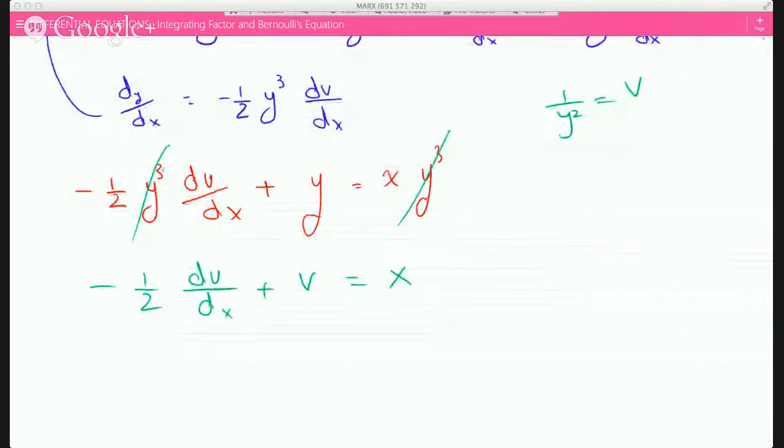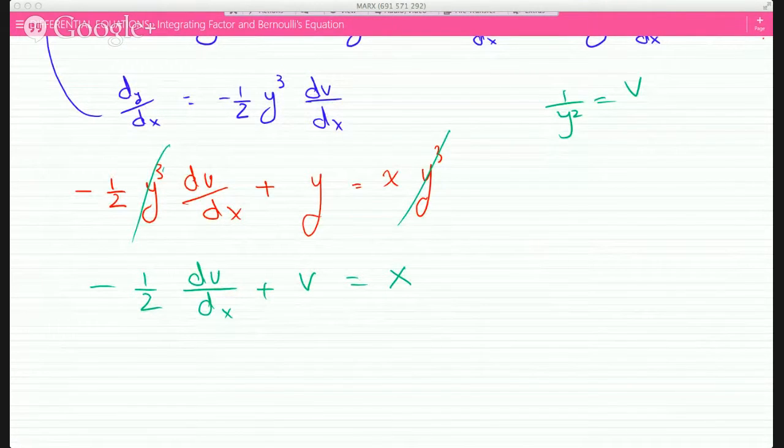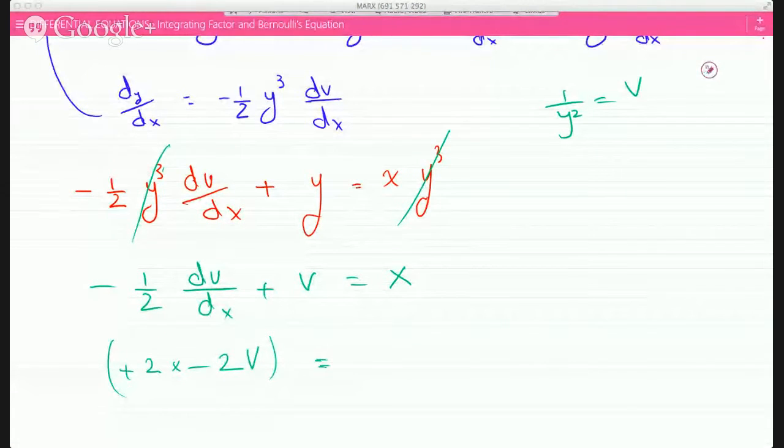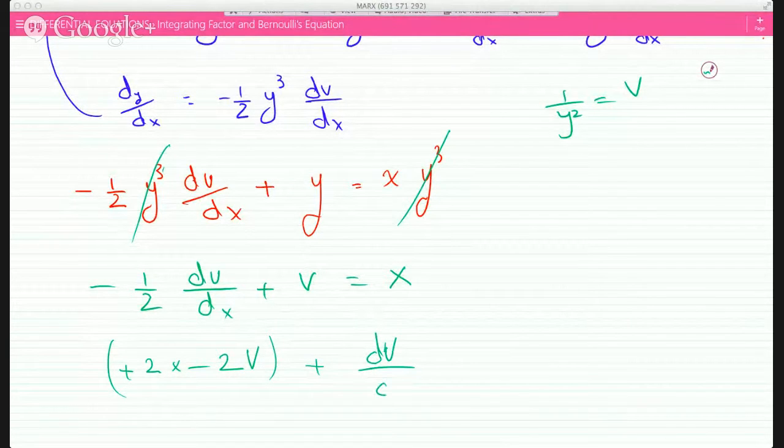Okay. So with that said, now this becomes, if we multiply by -2, we get minus 2 plus 2x minus 2v equals 4 plus dv over dx equals 0.